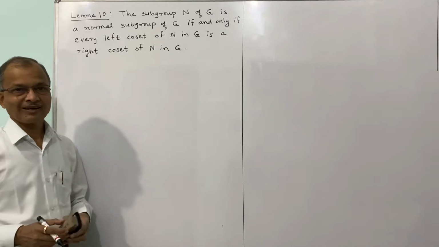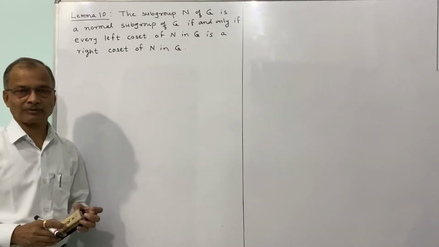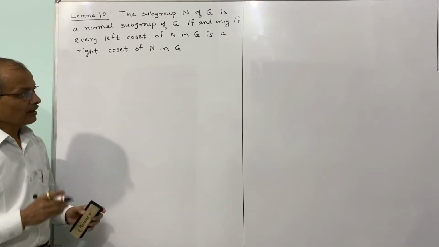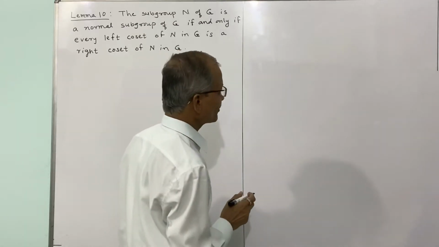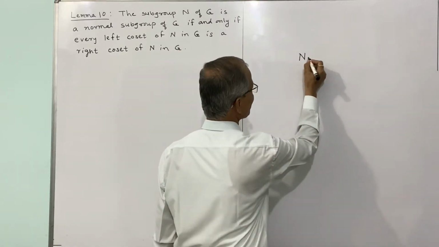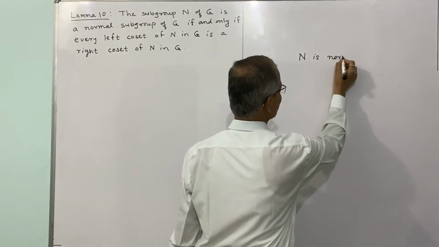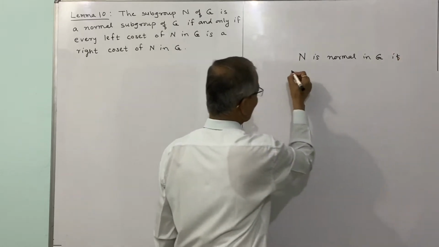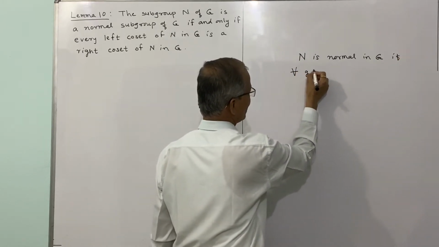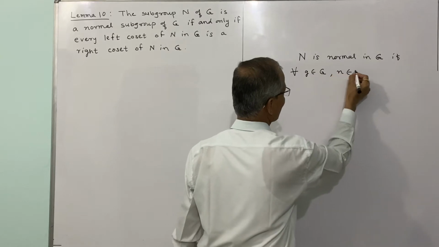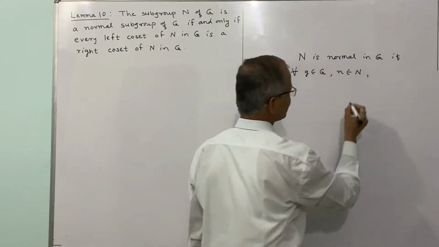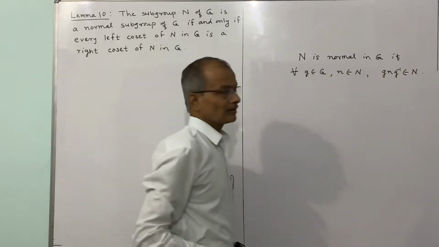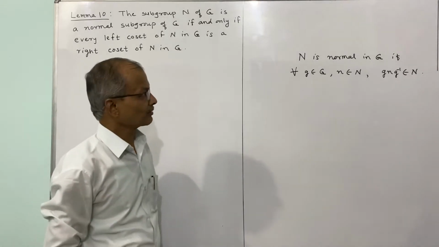Hello friends, last time we have defined normal subgroup and we have proved one lemma about normal subgroup. The definition of normal subgroup is: a subgroup N is normal in G if for all g belongs to G, n belongs to N, the product g n g inverse belongs to N. This is the definition of normal subgroup.